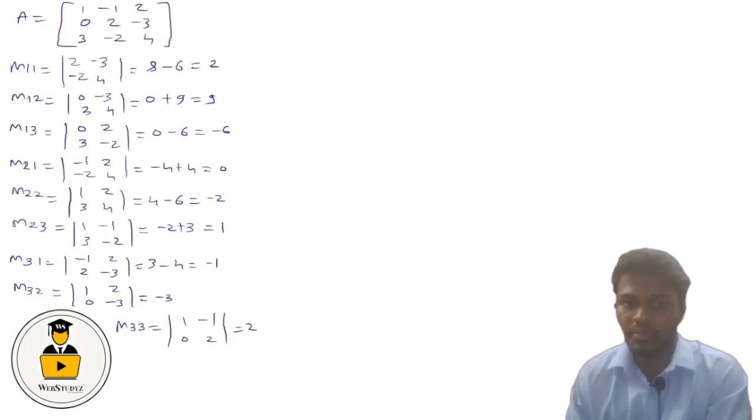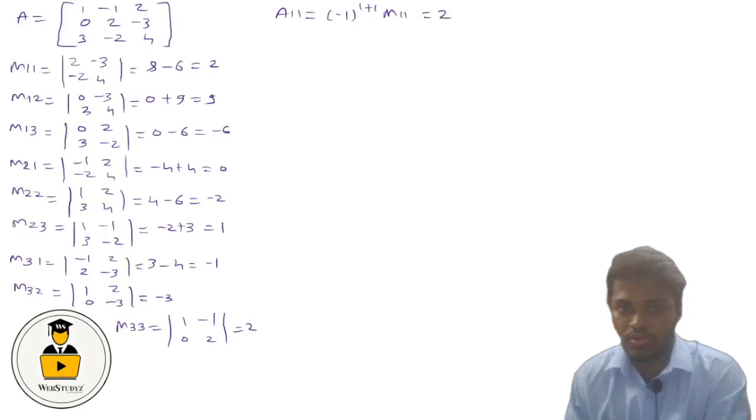Now we will calculate the elements of the cofactor matrix. So A11 is given by minus 1 raised to 1 plus 1, M11. M11 is 2. So 1 into 2 is 2. Then A12 will be minus 1 raised to 1 plus 2, M12. M12 is 9. So minus 1 into 9 will be minus 9. Then A13 will be minus 1 raised to 1 plus 3, M13. M13 is minus 6. So 1 into minus 6 will be minus 6.